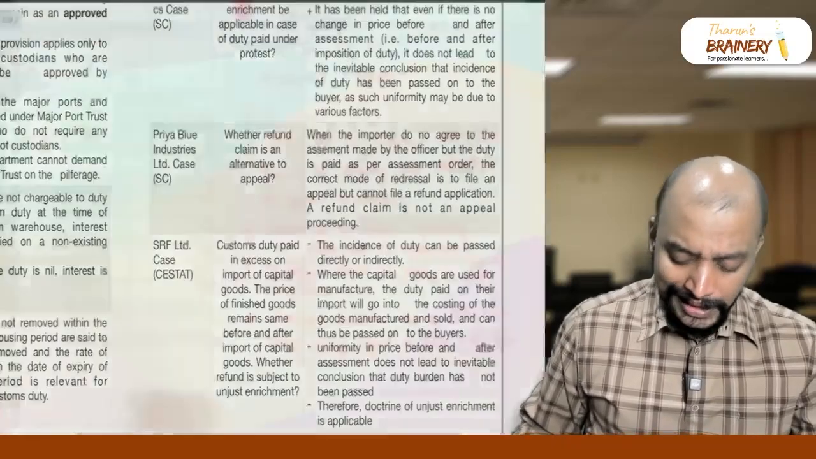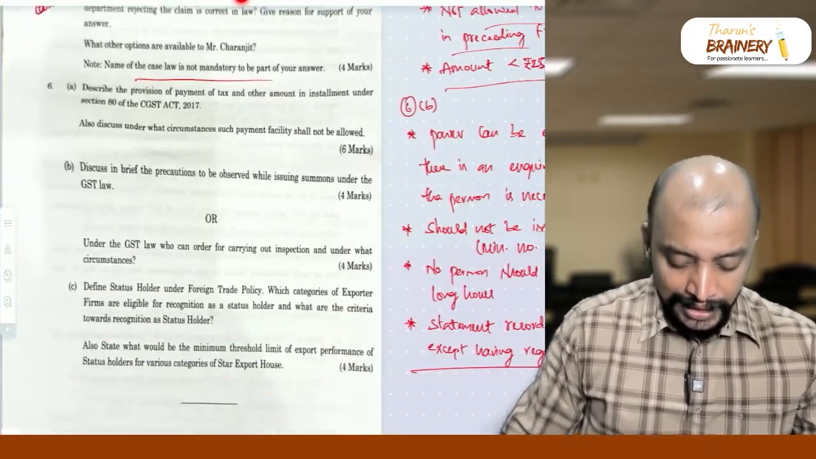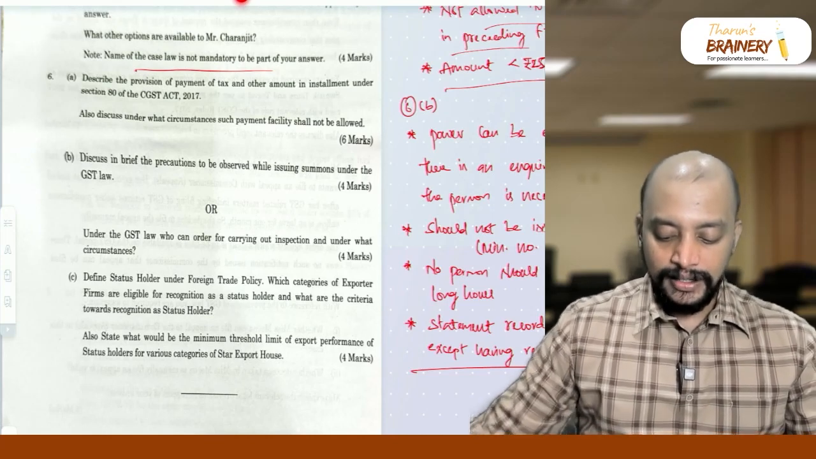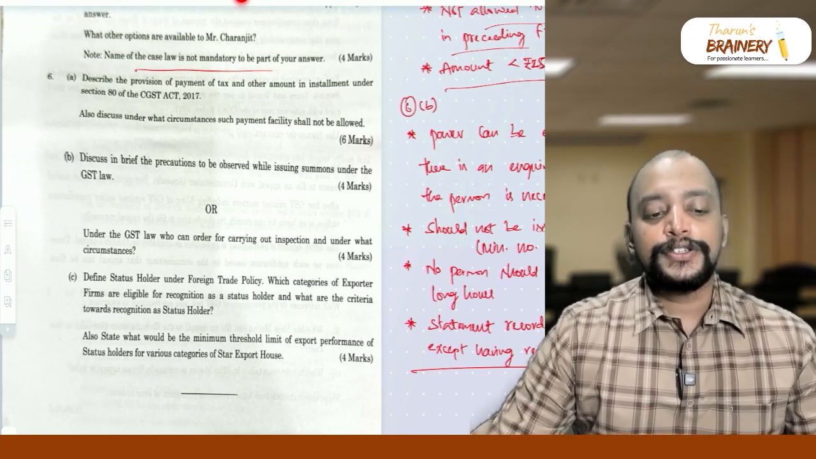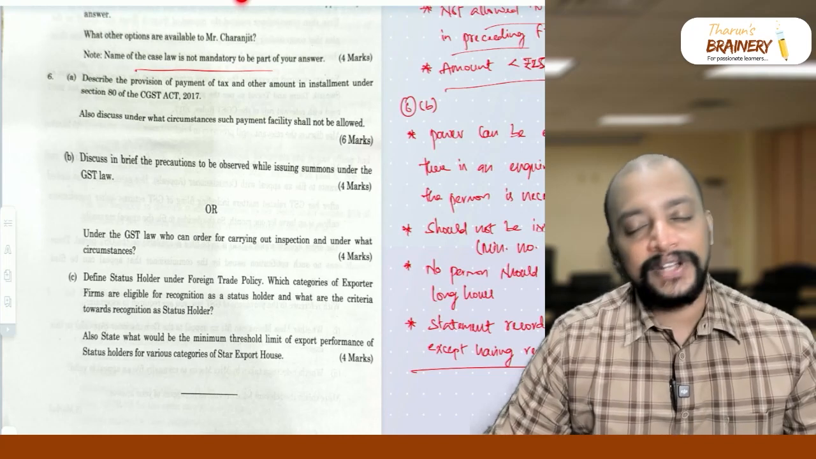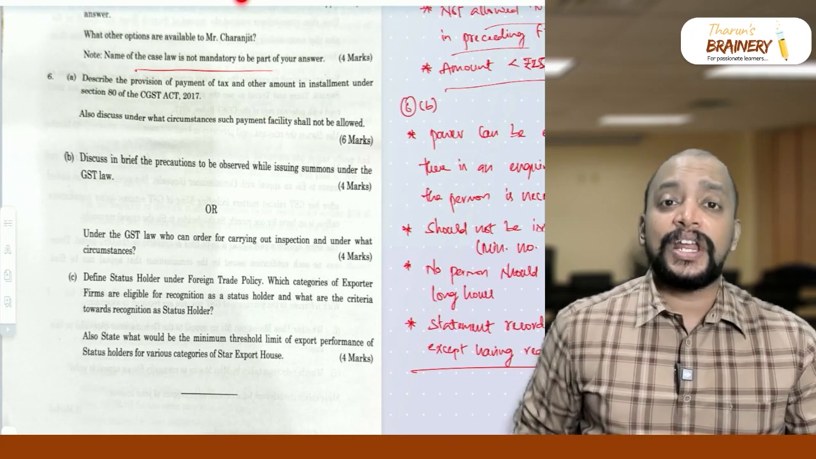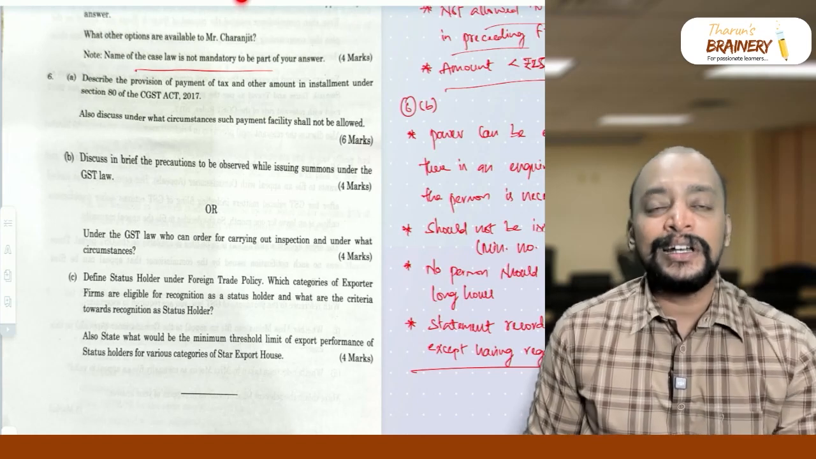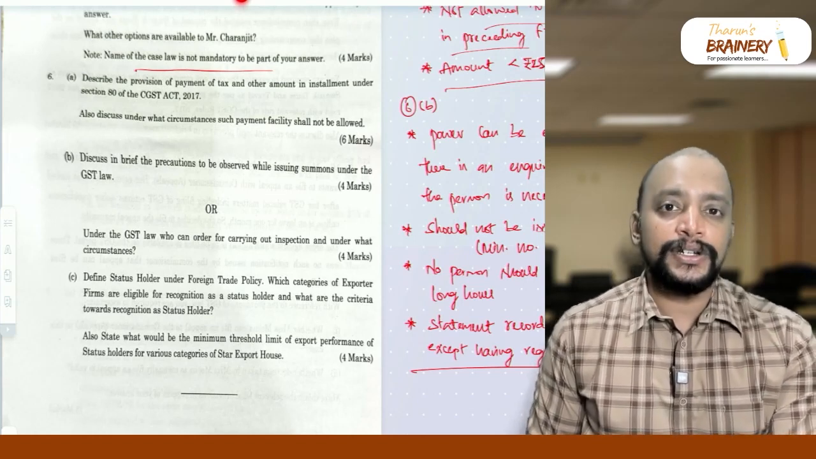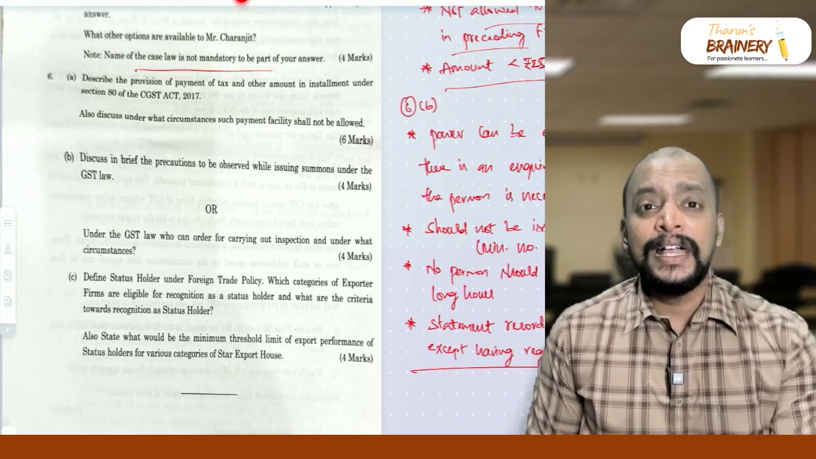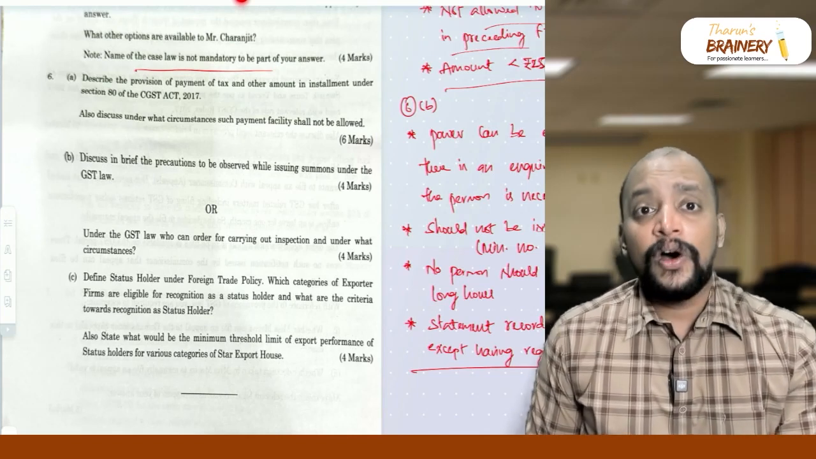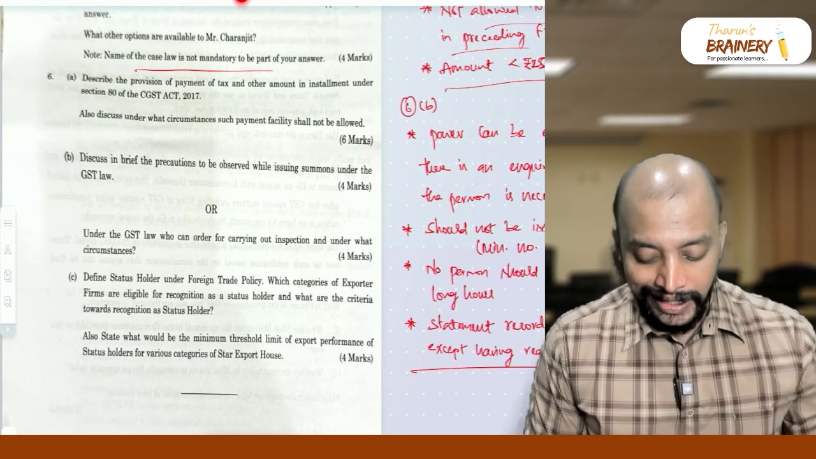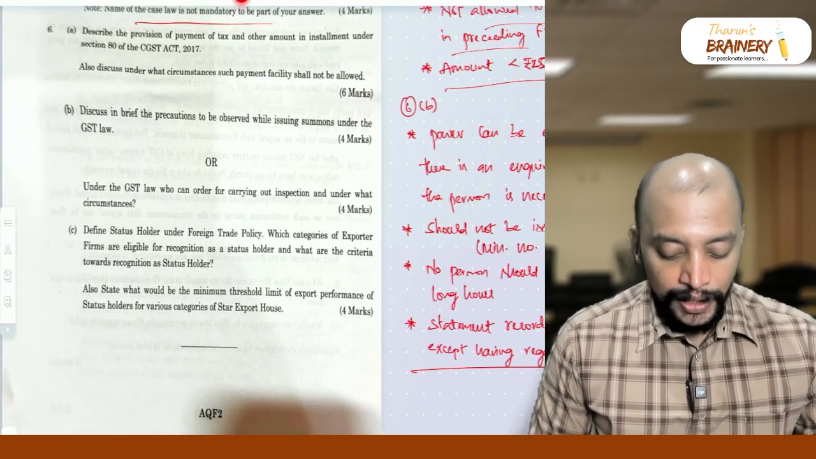Okay, next another question, under GST law, who can order for carrying out inspection and in what circumstances? So we need to write about section 67. As per section 67, inspection can be ordered by an officer not below the rank of joint commissioner, etc. And that is commissioner, additional commissioner, joint commissioner only can order. And in case when there is a suppression or ITC wrongly availed or goods are not properly accounted, in that case, inspection can be ordered.